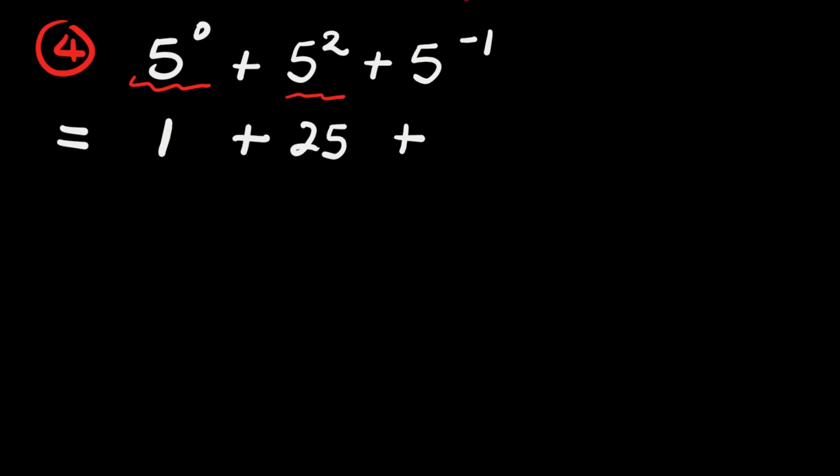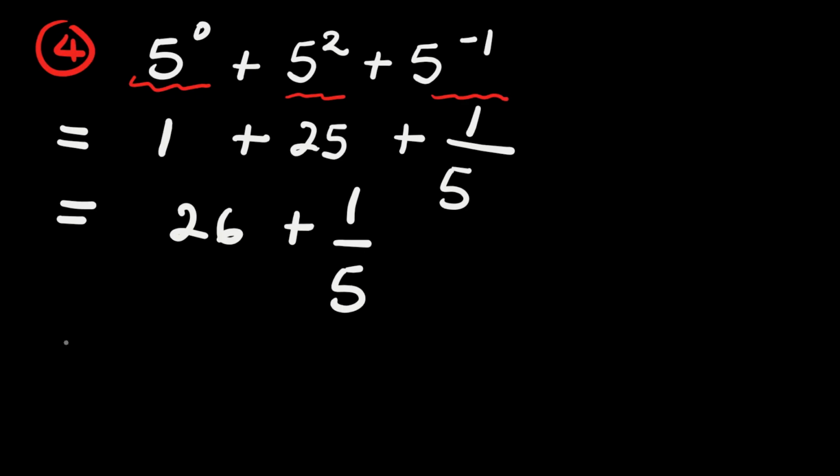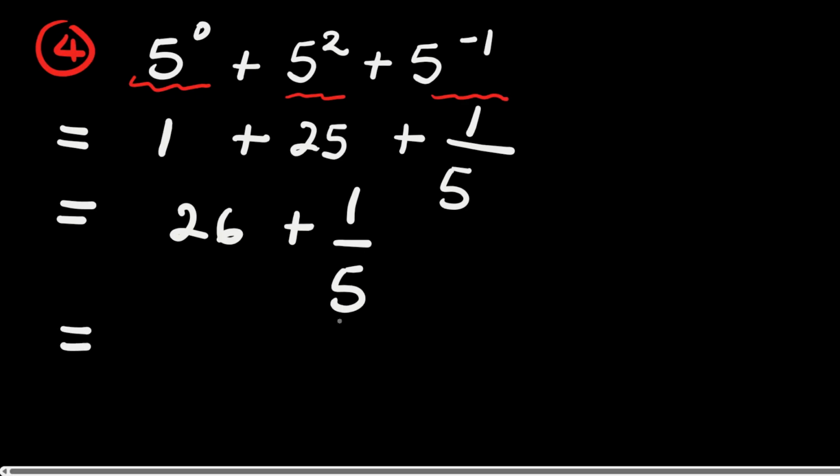Plus, and this part reminds us of a certain law that any number to a negative exponent gives us a fraction. So we know that here it will be 1 over 5 to the power of 1. But the power of 1 is not really necessary, we can just remove it. So yes, 25 plus 1 is 26, and now we have 26 plus 1 over 5. And from here, it is just fraction mathematics.